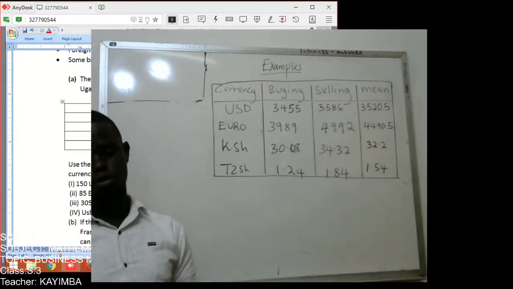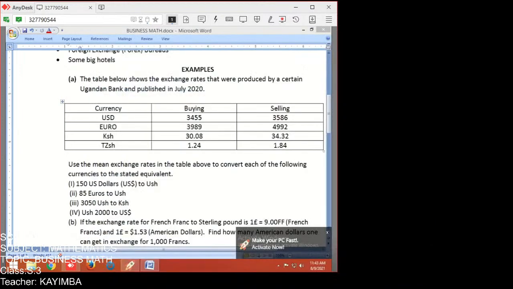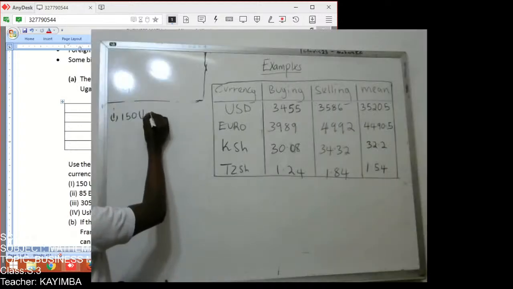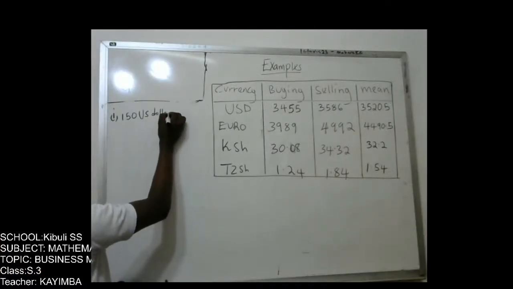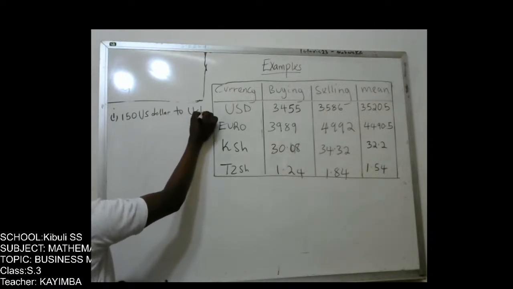According to what I gave you, use the mean exchange rates in the table above to convert each of the following. Now Roman 1, from this I can ably answer all the questions that I have. So Roman 1, what are they telling us to have? Help me, can you tell me? We are changing 150 US dollars to Ugandan shillings, okay?